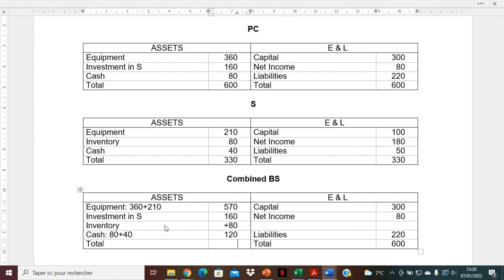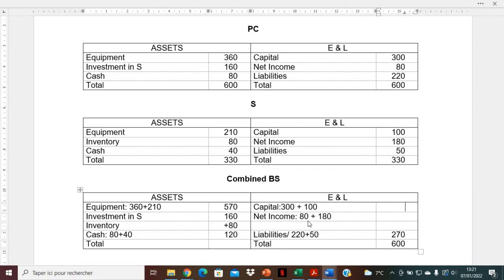Okay, so total, we don't need that here. As of now, capital, we still have 300 for the parent plus 100 of the subsidiary. Net income at the end of the year, we have 80 for the parent plus 180 for the subsidiary for the full year. And liabilities, we have 220 for the parent plus 50 for the subsidiary. So that's a total of 270. So we don't need those lines here as of now. Okay, that's my combined balance sheet.